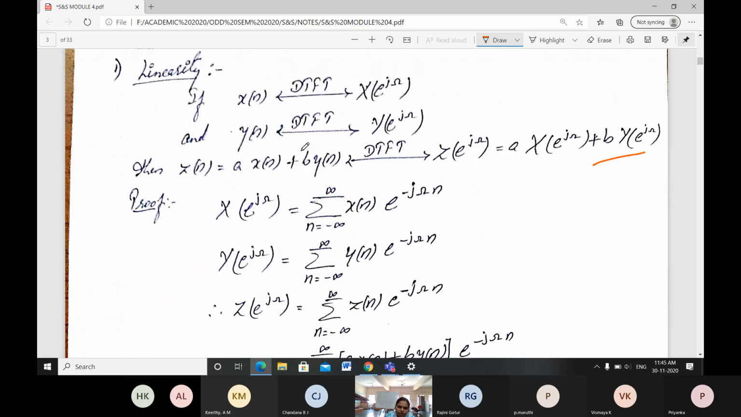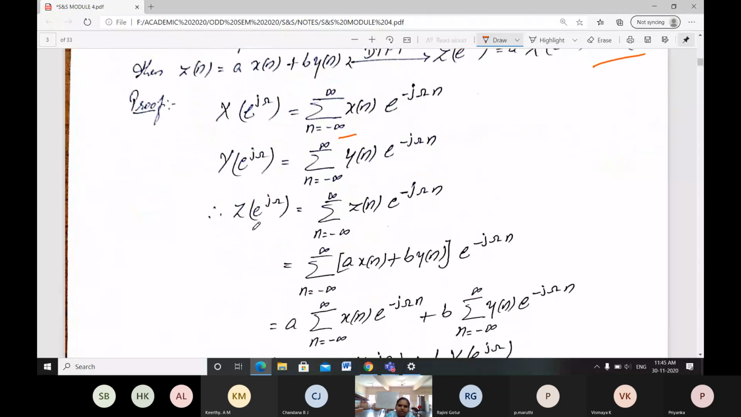What is the proof? First we have to write the equation for x of n and y of n in terms of the DTFT. That is X of e raised to j omega is equal to summation n equals minus infinity to plus infinity x of n e raised to minus j omega n. Then Y of e raised to j omega is summation n equals minus infinity to plus infinity y of n e raised to minus j omega n. Then Z of e raised to j omega is nothing but summation n equals minus infinity to plus infinity z of n e raised to minus j omega n.